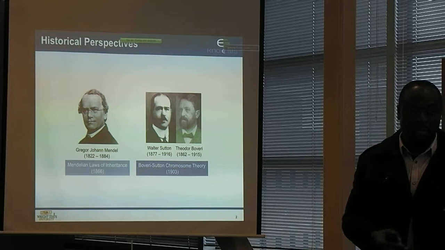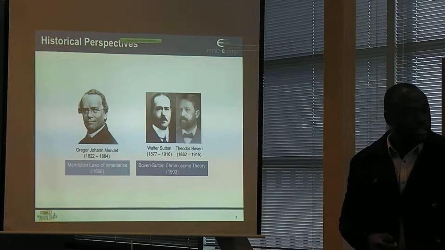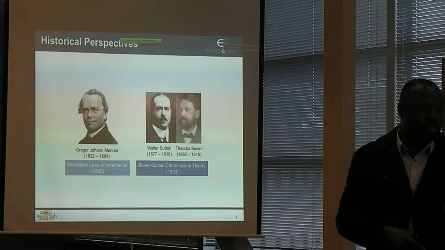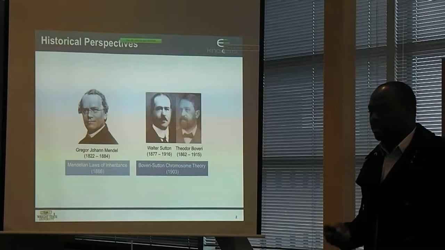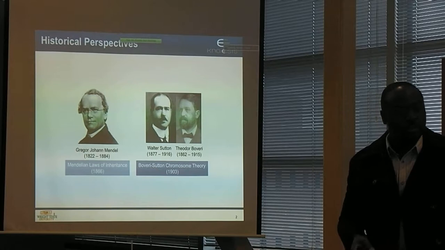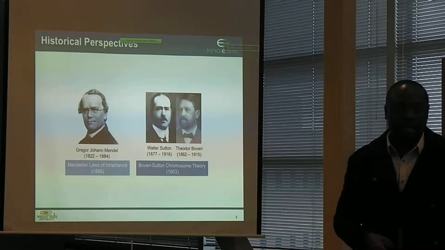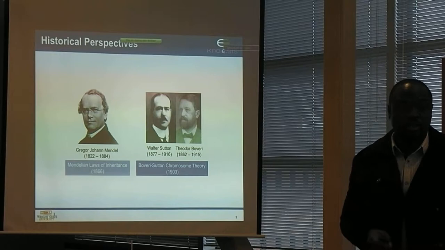And so Sutton was able to explain that the phenomenon that he observed, in fact the phenomenon that Mendel observed several years earlier, could be applied to the cells of living organisms at the cellular level, which was very important because he was able to explain the mechanism for the observations that Mendel made. Theodor Boveri, German scientist, observed just about the same phenomenon working with sea urchins, and so between the two of them, they put forth what is now known as the Boveri-Sutton chromosome theory, which essentially states that chromosomes are in fact the basis of genetic inheritance.